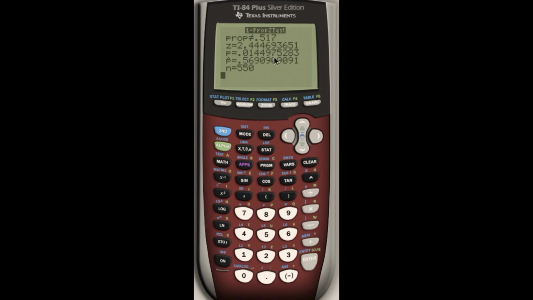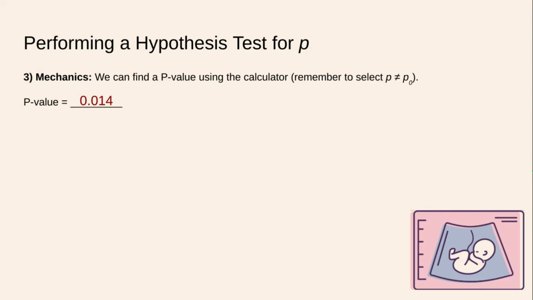And there we go. We have our p-value of 0.01. So that is a 1% chance of getting data as extreme as ours if the null hypothesis is true. So that casts some doubt on our null hypothesis. So we have a p-value of about 0.014. So what does that mean?